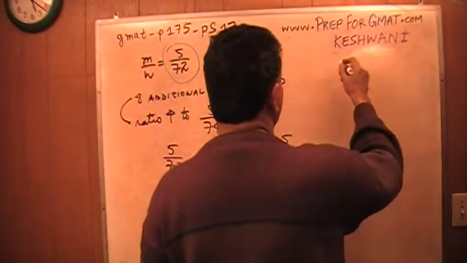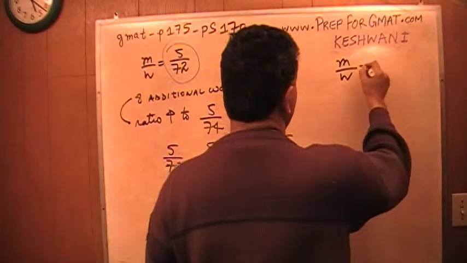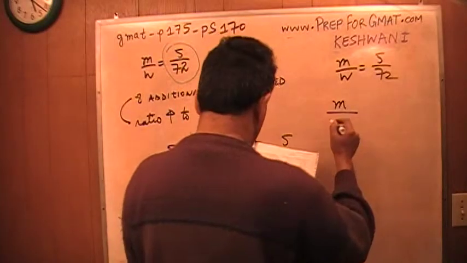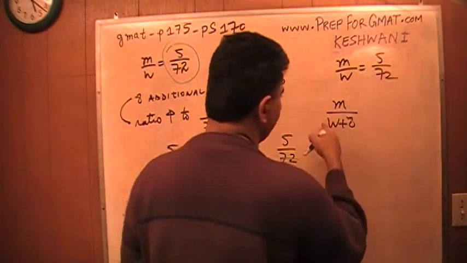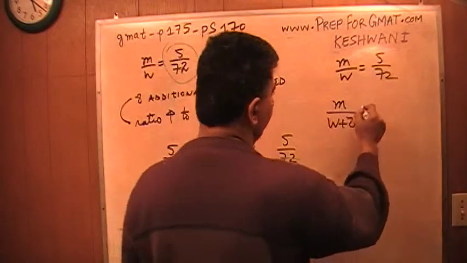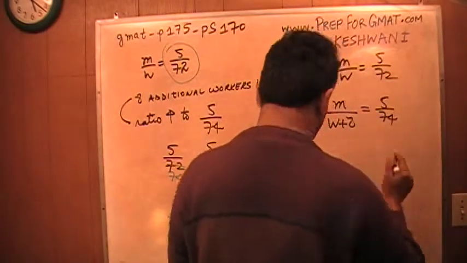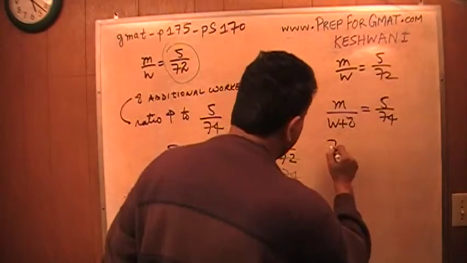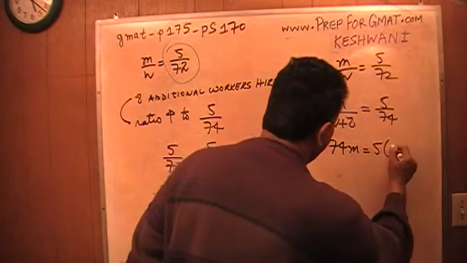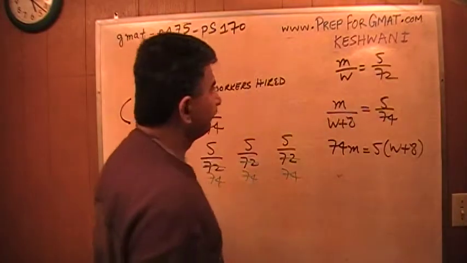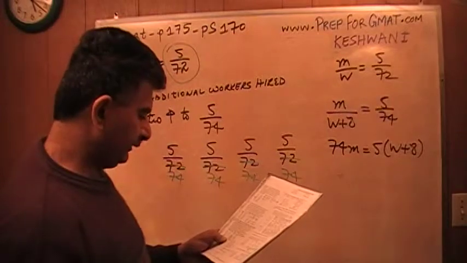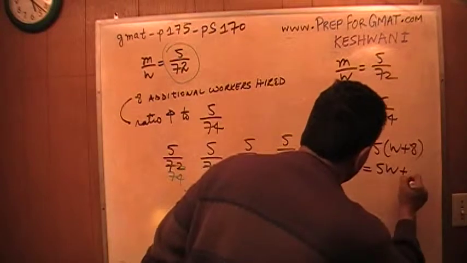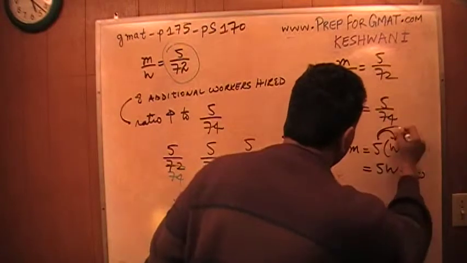So our original ratio of managers to workers was 5 to 72. And then we hire 8 more workers. As a result of hiring 8 more workers, this ratio became 5 to 74. So let's cross multiply. 74 times m, 74m equals 5 times (w plus 8). And then open this up. When I open the parentheses, 5w plus 40.